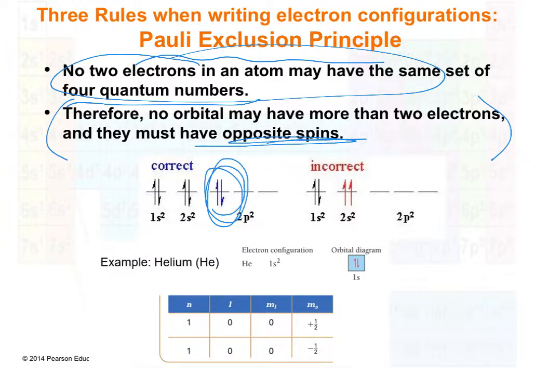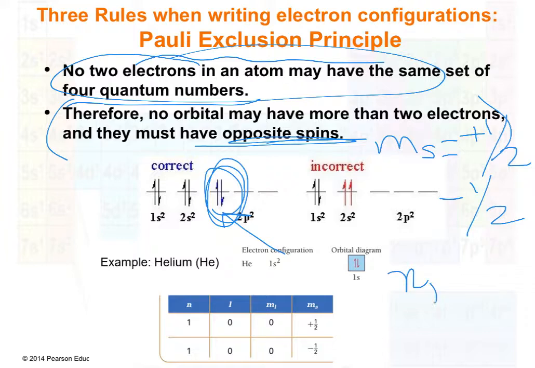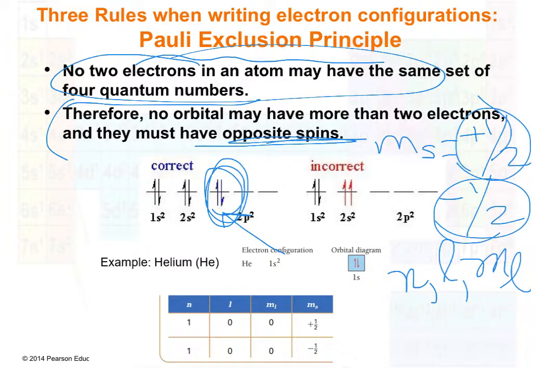If you remember your quantum numbers, m sub s, which is the spin quantum number, can only have 2 values. It's either plus 1/2, for an upward clockwise spinning electron, or minus 1/2, which represents the downward pointing arrow, counterclockwise spin. So 2 electrons in an atom can have the same n value, the same l value, and the same m sub l value, but what is going to be different is the m sub s value, the spin.